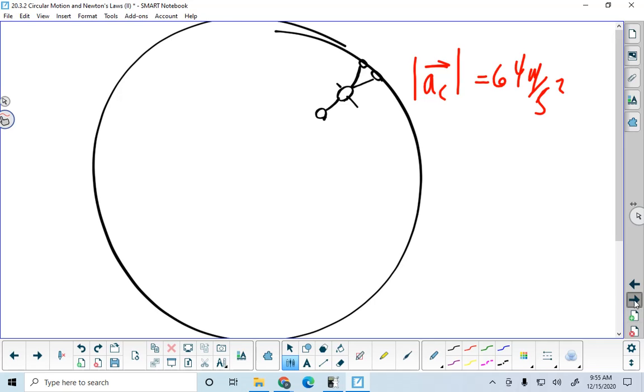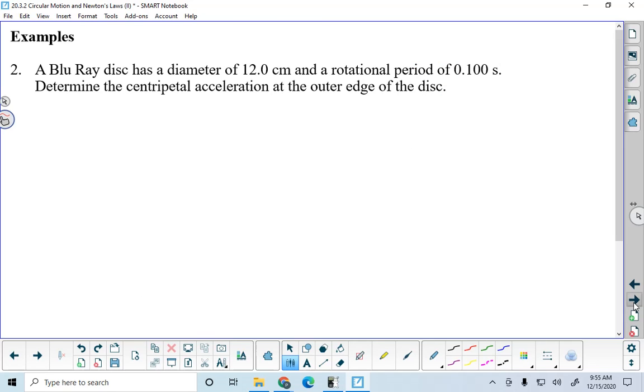All right, let's move on. Let's take a look at the next question. Number 2, a Blu-ray disc has a diameter. Okay, I'm not going to make that same mistake twice. The radius is 6 centimeters because that's a diameter. And a rotational period, which is capital T, is 0.1 seconds. What's the centripetal acceleration at the outer edge?